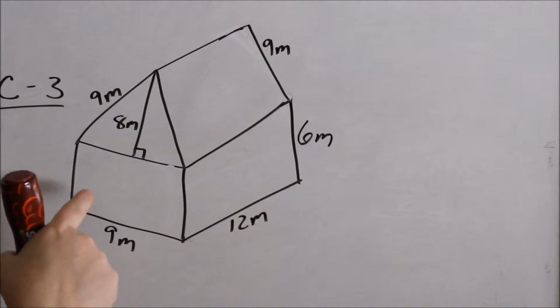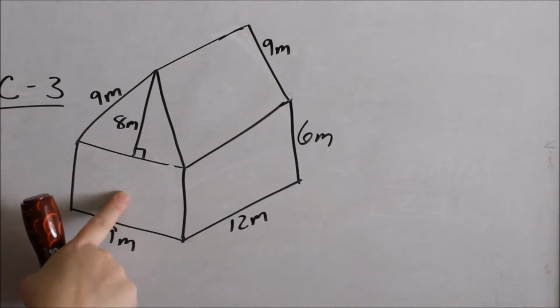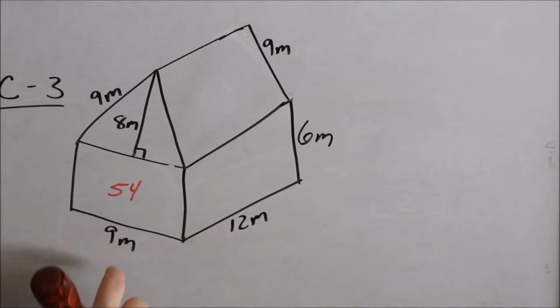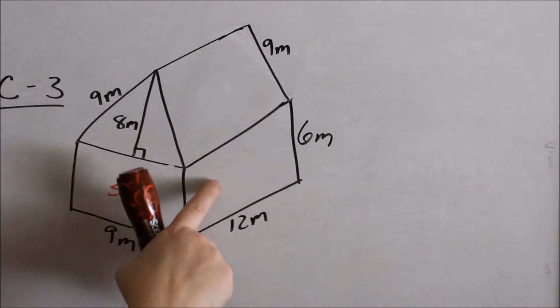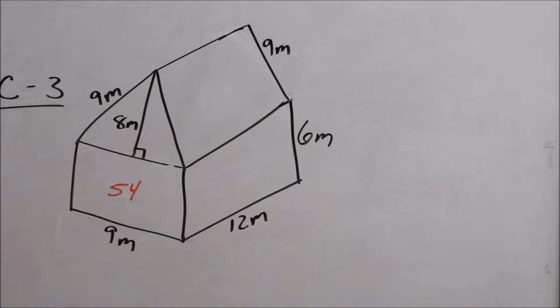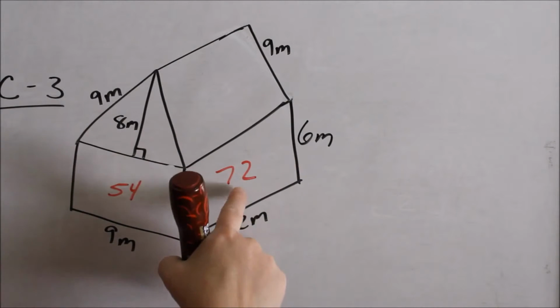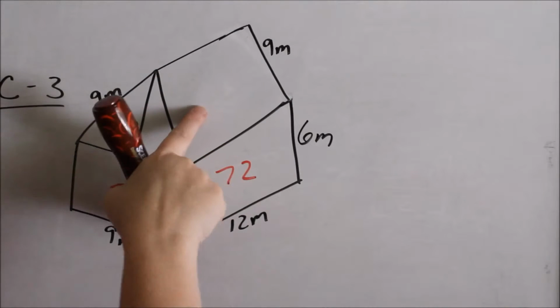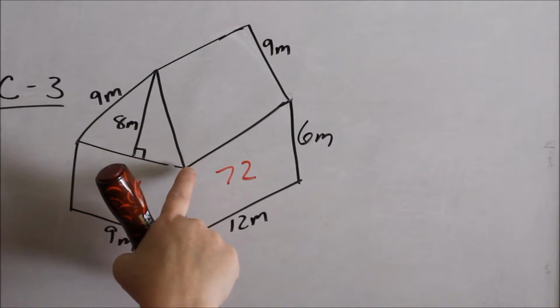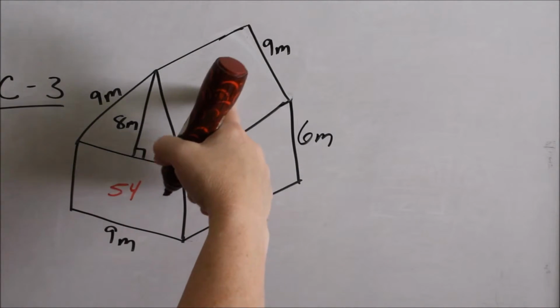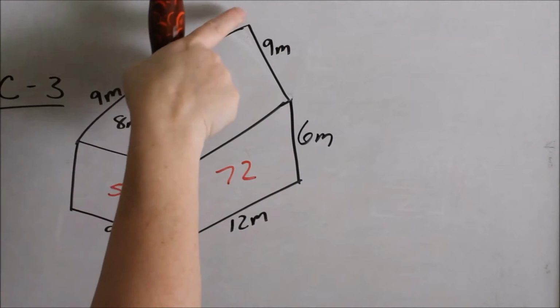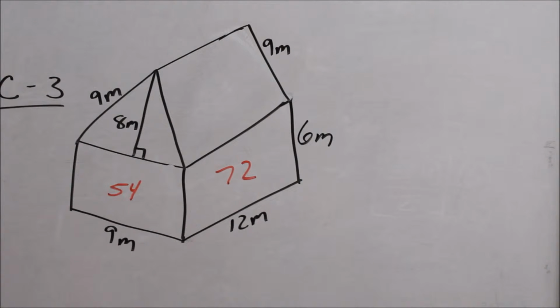So if I'm finding the outside area of this house, I'm first going to find this side. That's 9 by 6, which is 54. That's the same as the back. Now I'm going to find this side, 12 by 6, which is 72. That side is the same as the back side over here that we can't see. Now I need to find the side of the roof. It looks like a parallelogram, but if you were a bird looking at it perpendicular, it's just a rectangle. So that rectangle is 9 by 12.